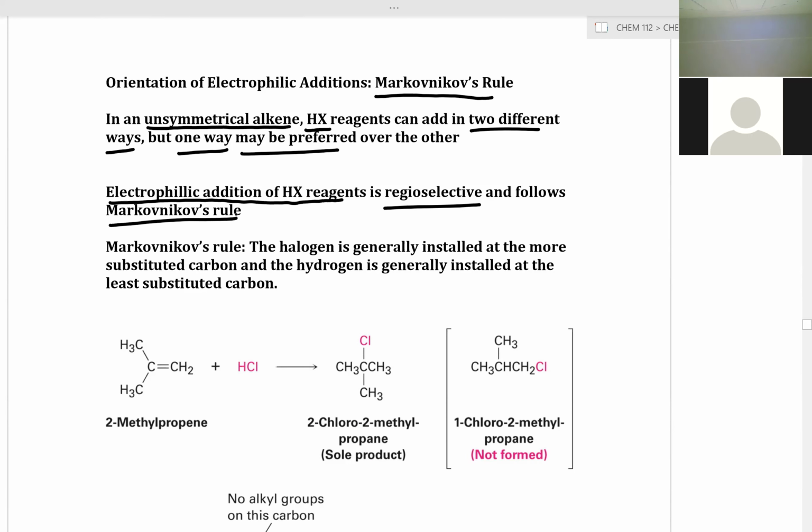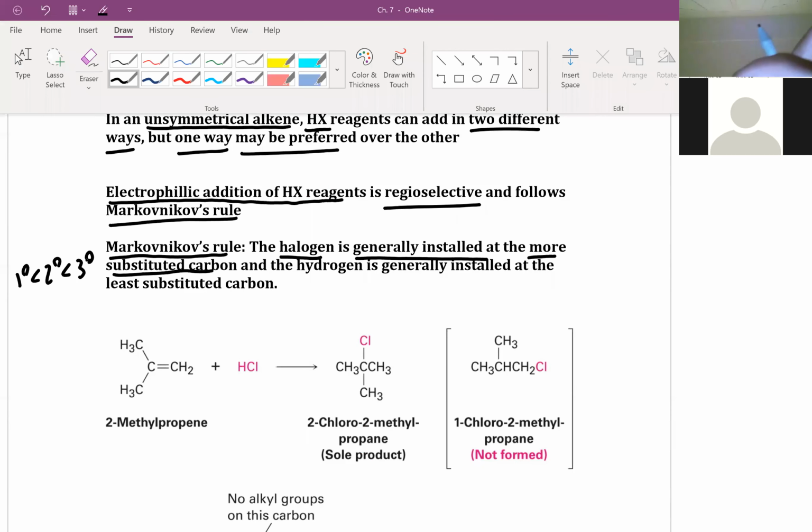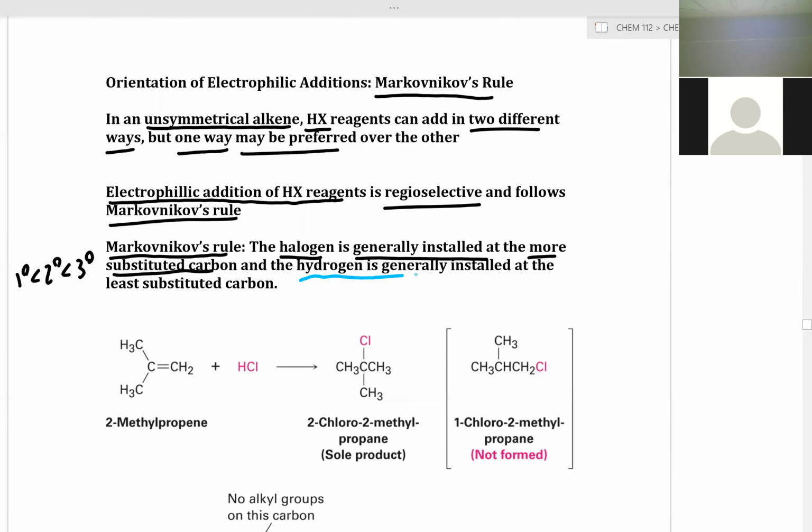Okay, so what does Markovnikov's rule state? The halogen is generally installed at the more substituted carbon. So think primary less than secondary, with tertiary being most preferred. Okay. The hydrogen is generally installed at the least substituted carbon.